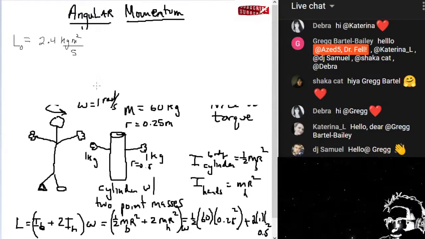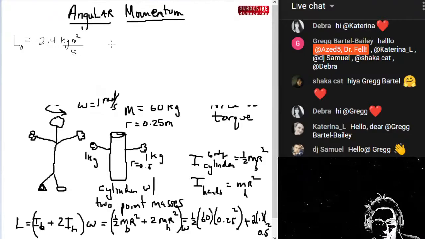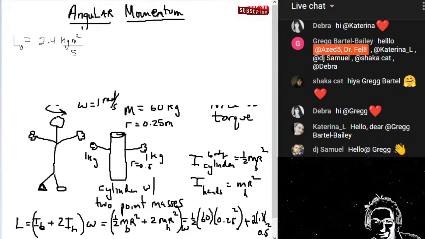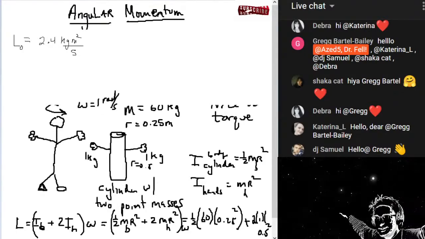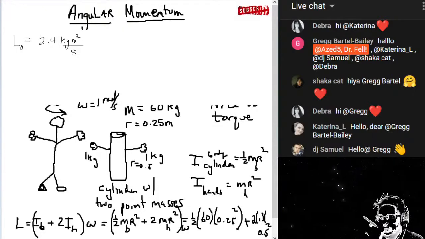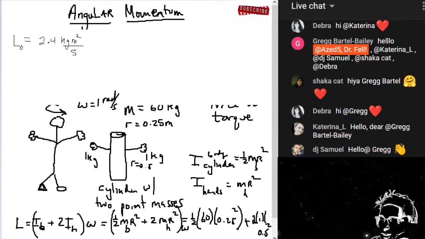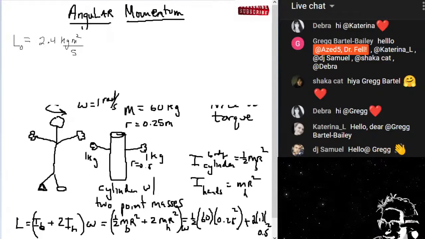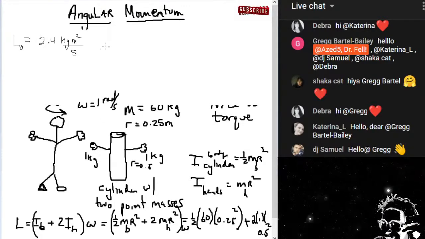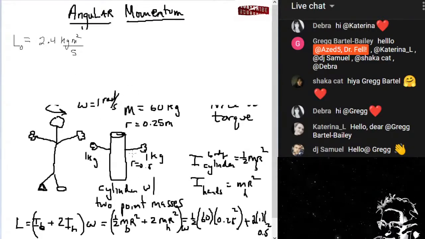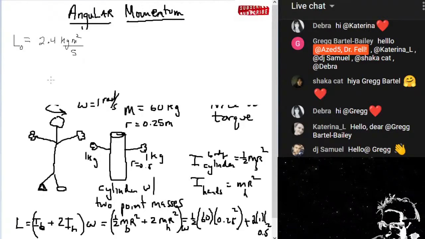So let's say then they bring their arms in. Now they've got their arms out and they're spinning and they want to speed up. So instead of having their arms out like this, they bring them in. When they bring them in, they're going to have to spin faster because this moment of inertia is going to decrease.